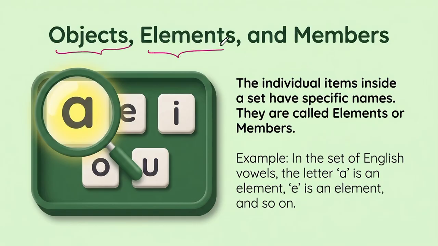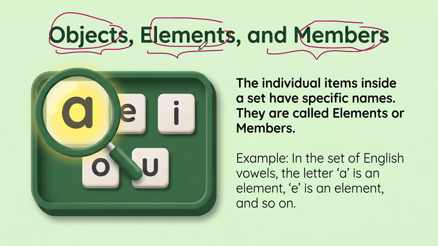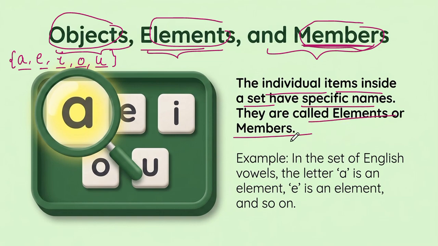So objects, elements and members, all these three words are the same thing. Whatever we are writing, whatever collections are there, that collection is called an object, or we can say elements of the set, or member of the set. For example, in the previous example we have written: a, e, i, o, u. So this a, e, i, o, u is called an object, you can say element, or member also of that set. So an individual item inside the set having a specific name, they call element or object or member of the set.